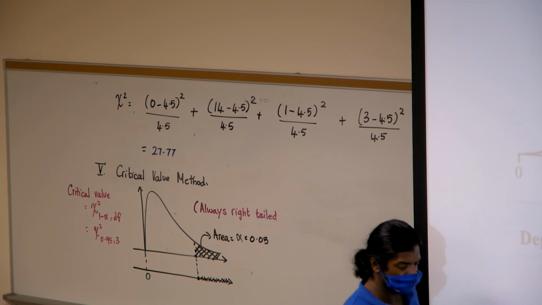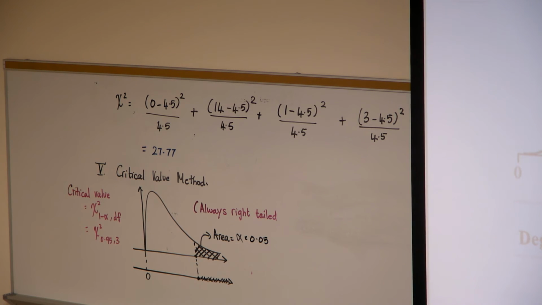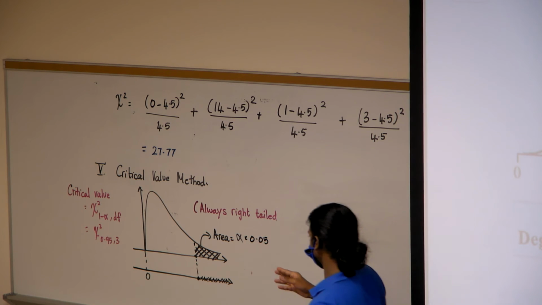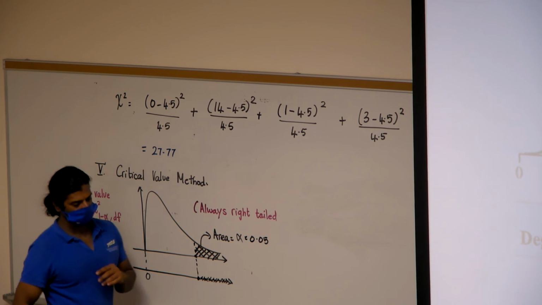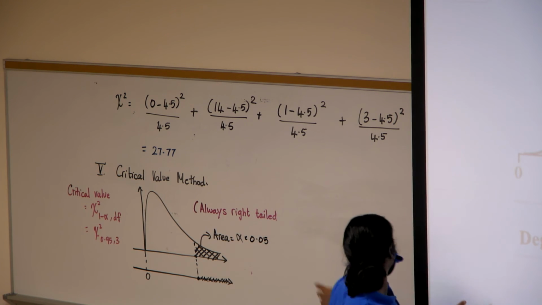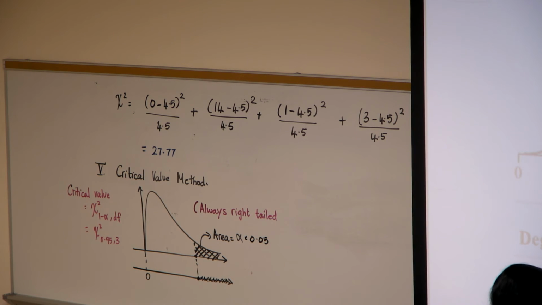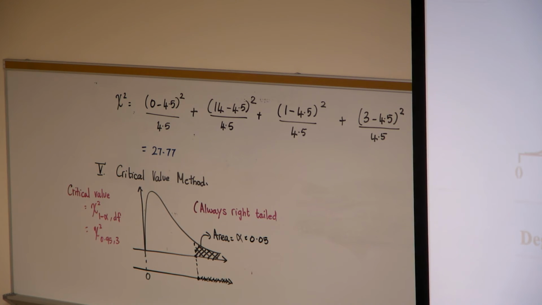What is the area in the right tail in our problem? 0.05. Keep in mind, if I had to use a calculator, then we would always look at the area below. But for the table, we are looking at the area above. What is the area above the critical value? It is 0.05, so go all the way to 0.05. And what is the degrees of freedom? It is k minus 1. 4 minus 1, we get 3. So 7.815.